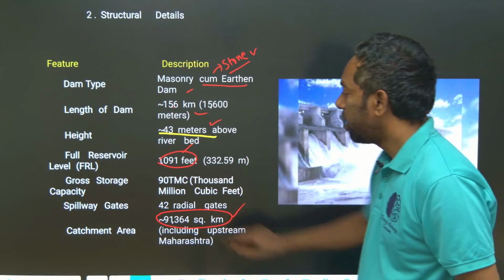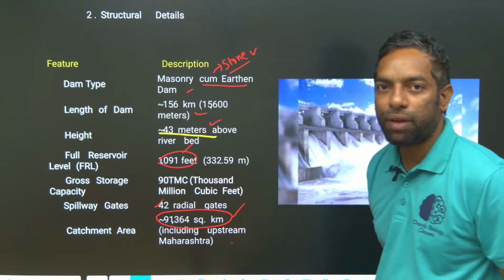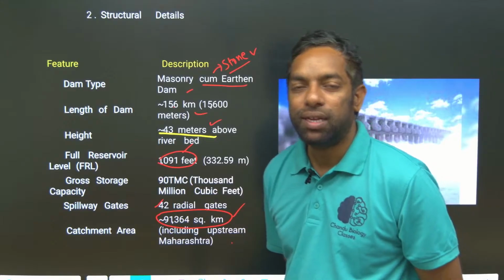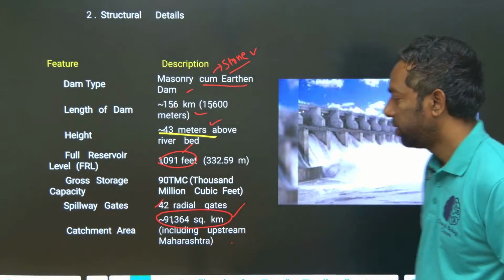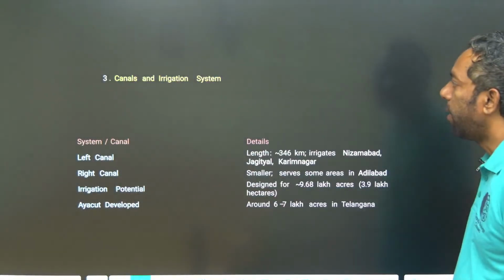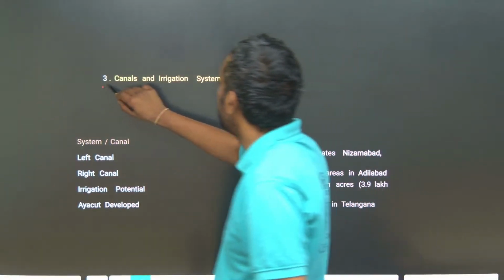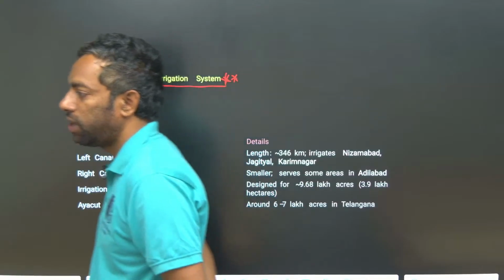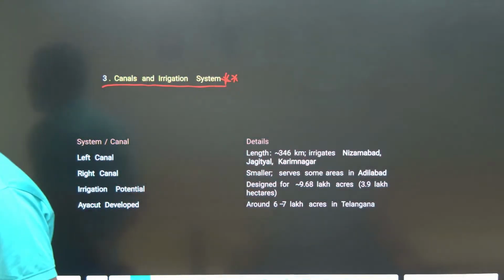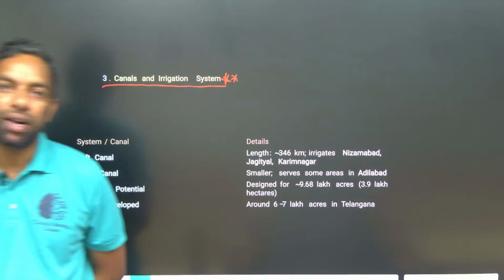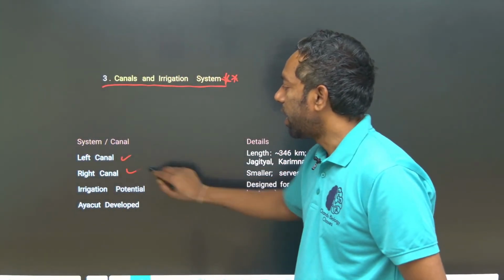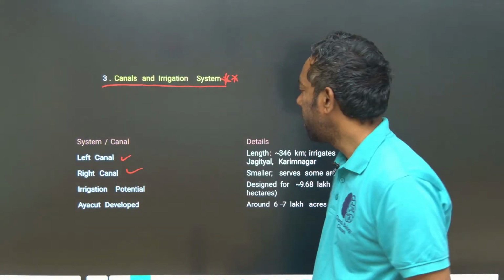There are 42 gates. They might ask you how many gates are there in the Sri Ram Sagar project. Canals are the most important and relevant part of the Sri Ram Sagar project. What are the canals? Left canal and right canal.